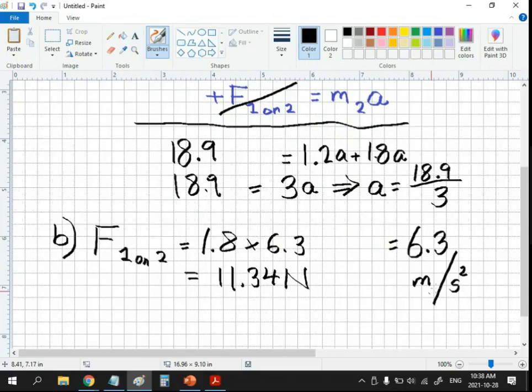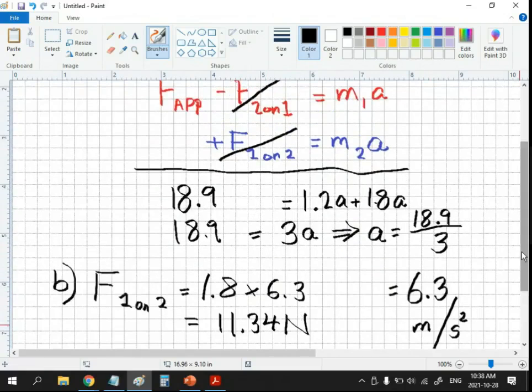Could you have just used the first equation? Of course. But you will actually have to rearrange the math. So for example, you will have to write, again, you always want to use the equation with fewer variables. 18.9 minus F, but F what now? It really doesn't matter because it's the same thing. F2 on 1 equals what? 1.2 times, which is 18.9 minus F2 on 1. Can someone get me that?